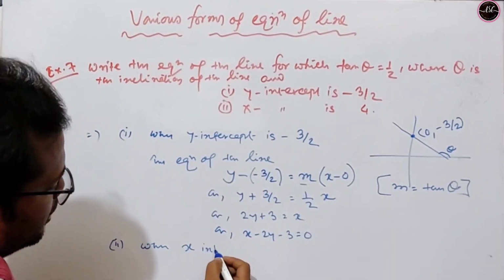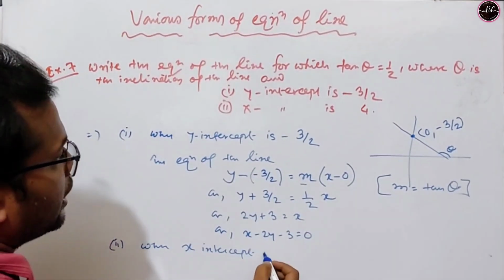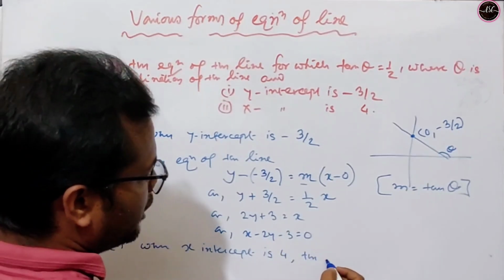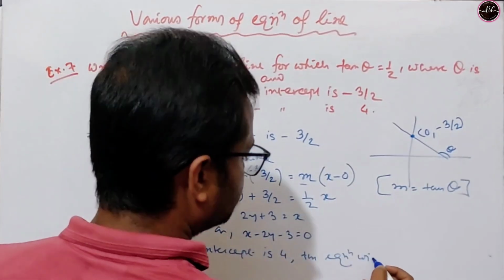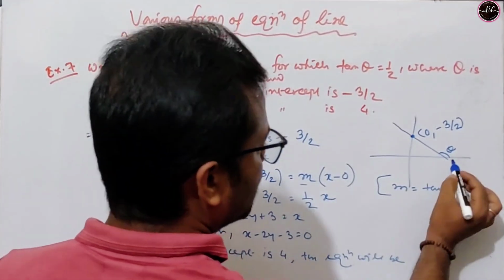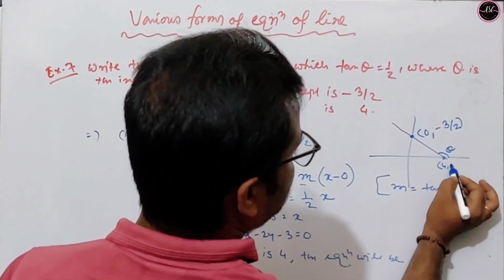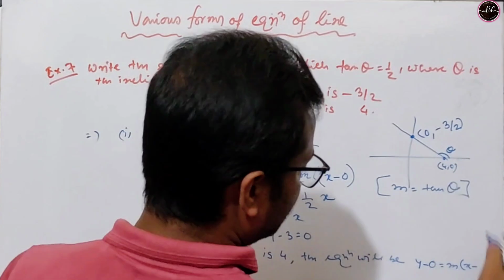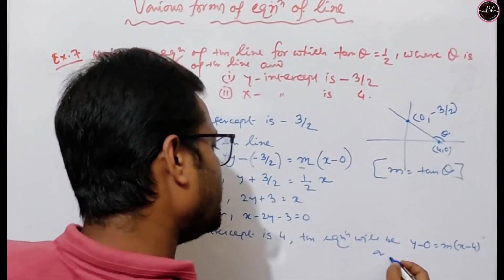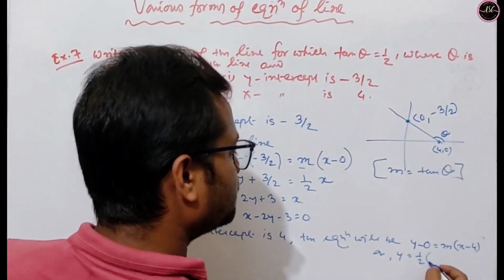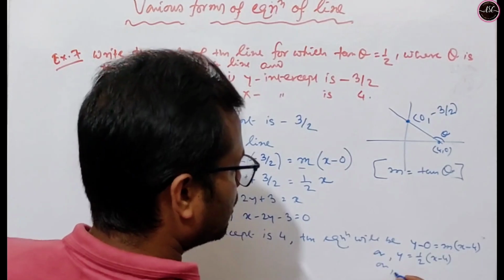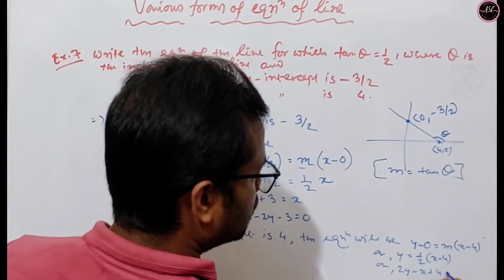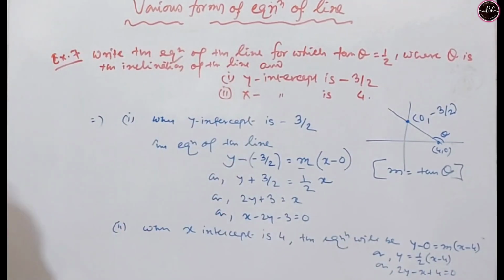and for case 2, when the x intercept is 4, the equation will be, just look here, 4 comma 0, that means y minus 0 equal to m into x minus 4. So that will be y equal to half of x minus 4, that means 2y minus x plus 4 equal to 0. That will be your answer.